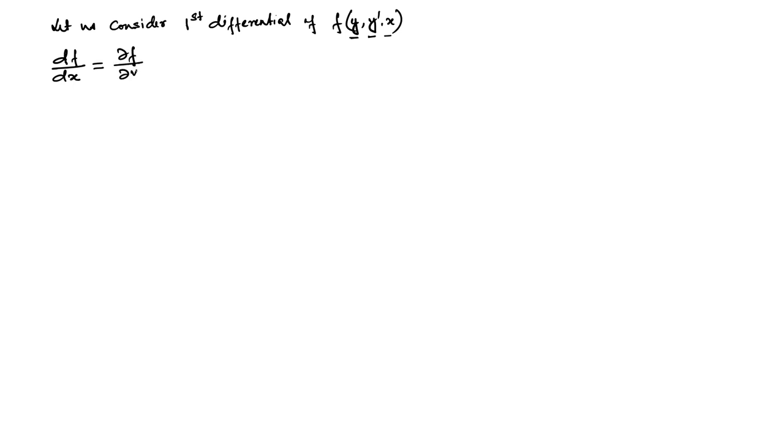So, dou f dou y, then we have dy dx, plus dou f dou y prime, then dy prime dx, and then finally we have dou f dou x. So, what is this quantity? We can modify this expression. So, we have, in place of dy dx, we can write y prime. Similarly, in this case, we have y double prime.